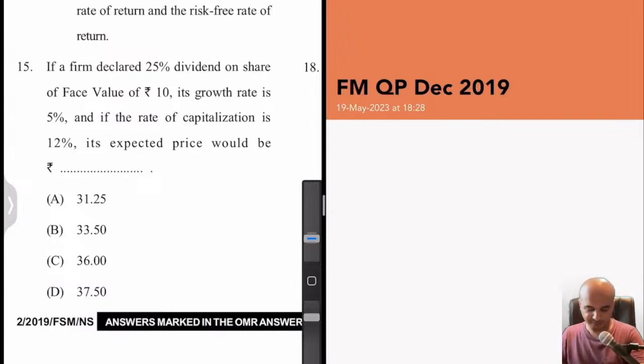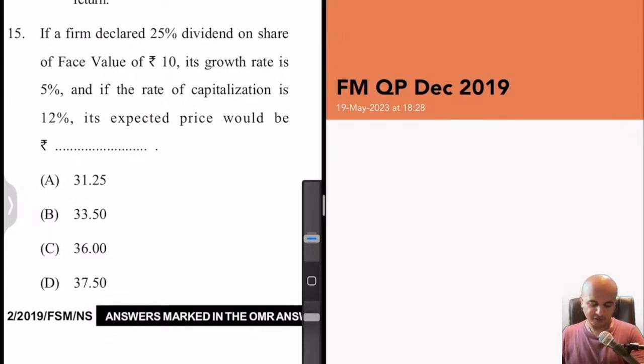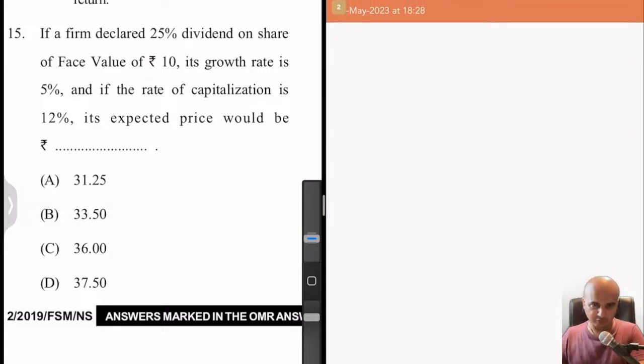If a firm declared 25% dividend on share of face value of rupees 10, its growth rate is 5%, and if the rate of capitalization is 12%, its expected price would be how much? Again, CAPM is what this particular question deals with. So if you know capital asset pricing model, then this should be a cakewalk. So first of all, what we have to understand here is 25% dividend is nothing but D0, because the firm declared 25%.